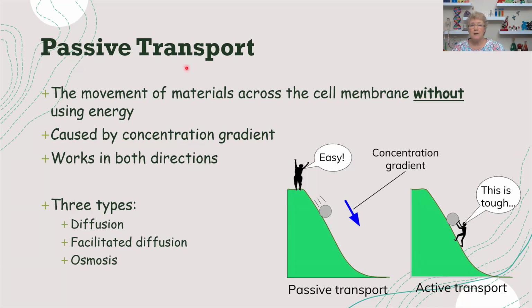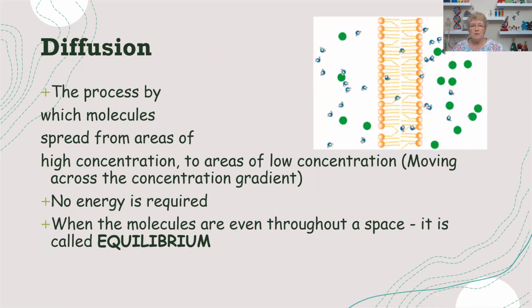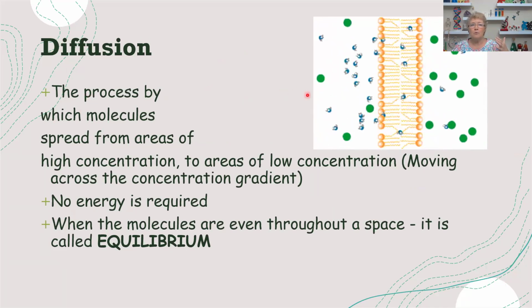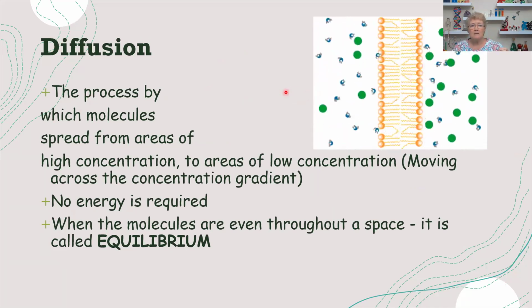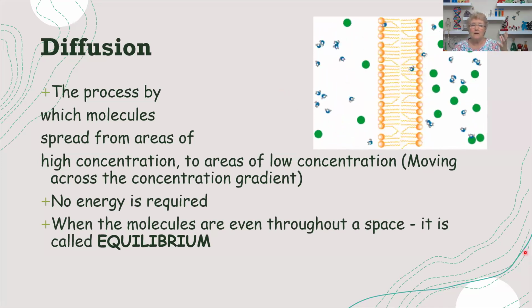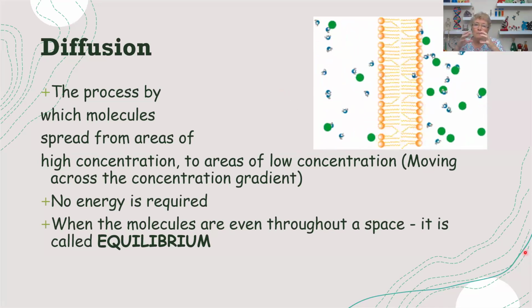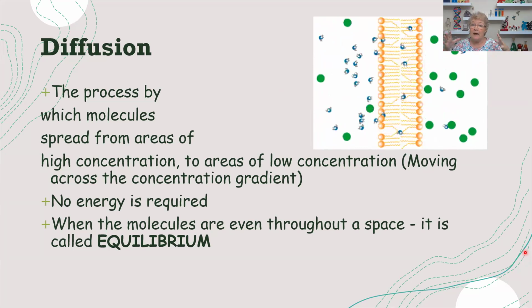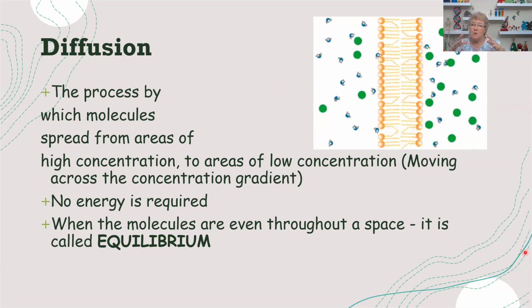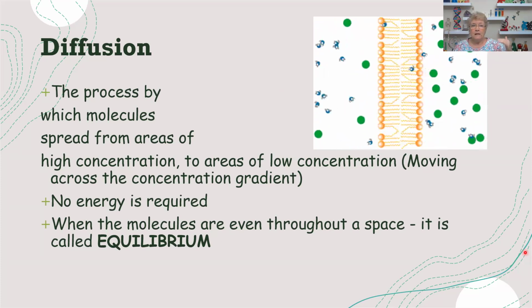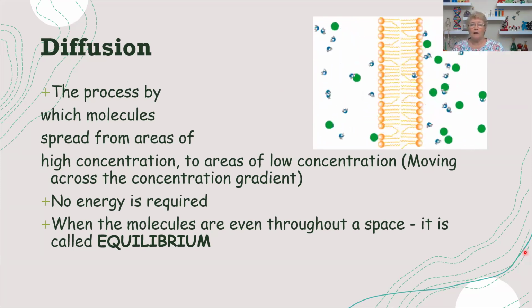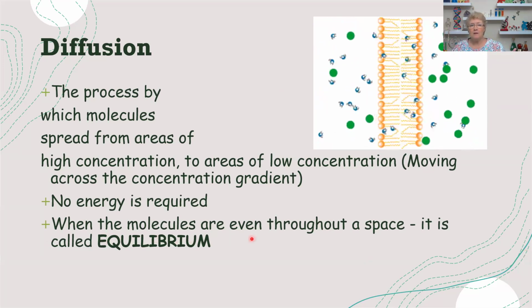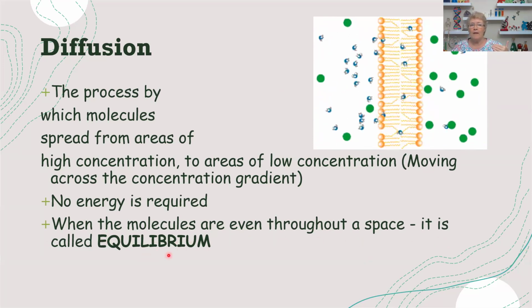So there's three kinds of transport that don't require energy: diffusion, facilitated diffusion, and osmosis. So diffusion is where we move molecules from a place where they're real tight to an area where they're more spread out. You can think of this as being like if you have a room that's packed full of people and somebody removes the walls, those people are going to start spreading out. They're going to go from where they're tightly packed to where they're not very packed at all. Now, energy is not required for this. And once those molecules are evenly spread out through a space, we call that equilibrium.